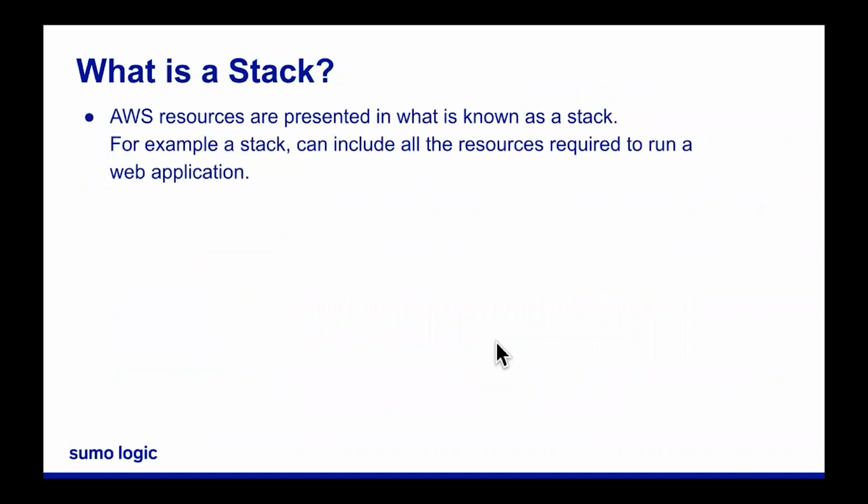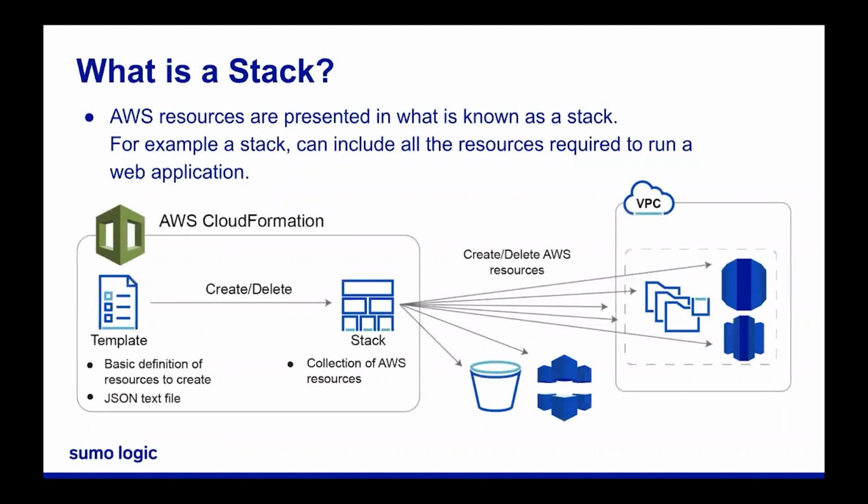Now, what's a stack? Well, a stack typically is all the resources that you need to run whatever it is you want to run. In our case, we're going to run a web application. But what things do I need? So we're going to use this AWS CloudFormation template. We're going to fill it out. It basically consists of a JSON text file.